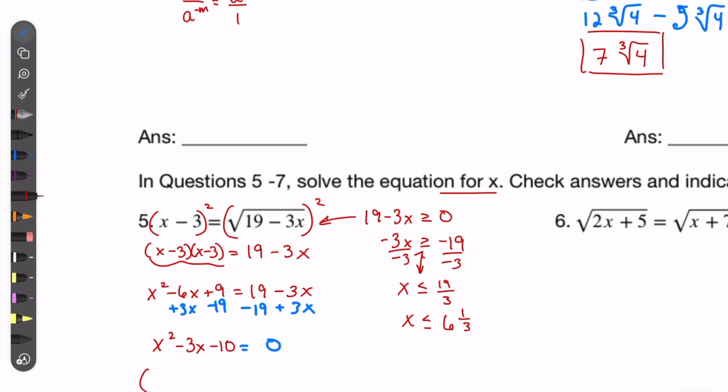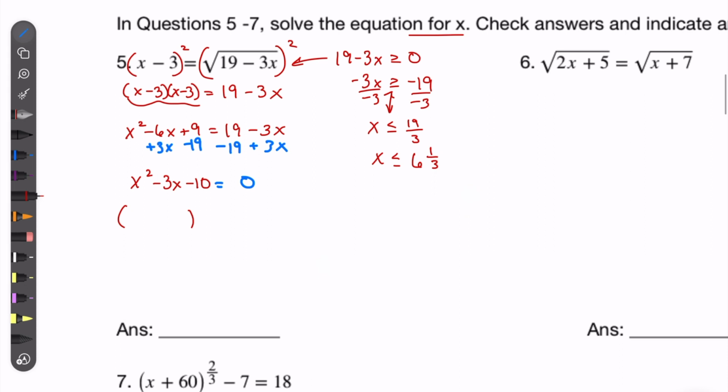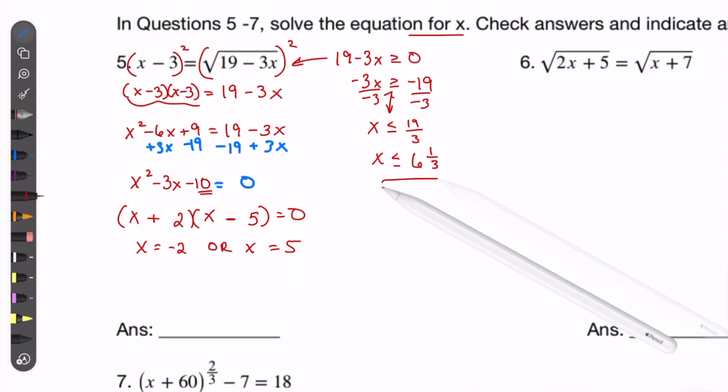Let's see if that quadratic here factors for us. Hopefully it will. X and x, they got to multiply to 10, so 2 times 5, and they add up to 3. There we go. So x is either -2 or x is 5. Let's see, both of those things are less than 6 1/3. Now let's check for extraneous solutions.